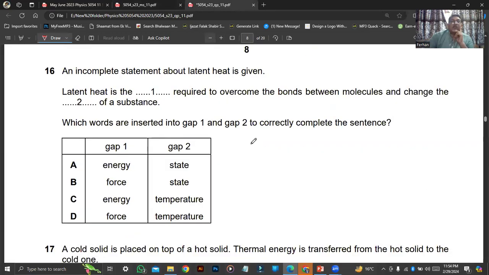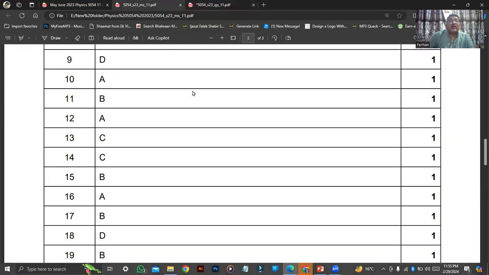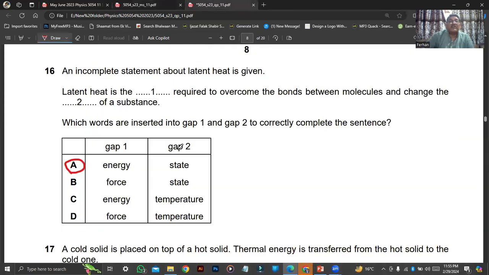Question number 16, he says, and let me increase the size so you can see. Okay, so now it's okay. An incomplete statement about latent heat is given. Latent heat is involved when the state change is taking place. Latent heat is the amount of heat or energy required to overcome the forces between the molecules and change the state of a substance. Which words are inserted into gap 1 and gap 2 to correctly complete the sentence? So gap 1, it is the amount of energy, and in gap 2, the word state must come. So I think A is the choice. Question number 16, A is the right choice, sir.